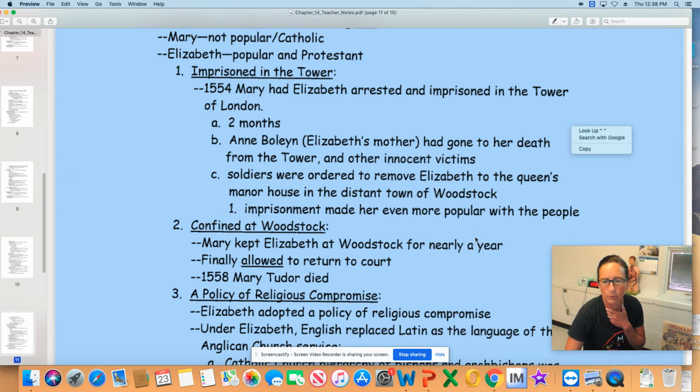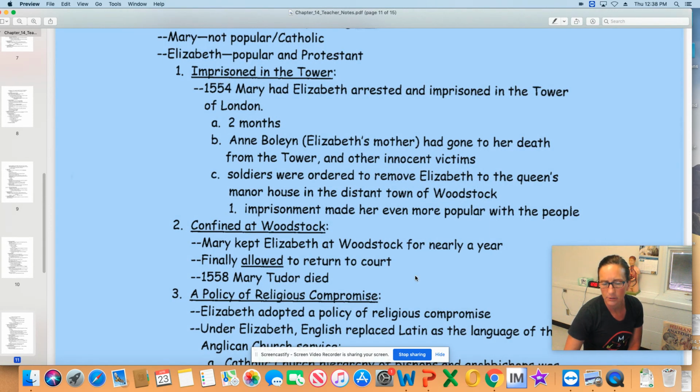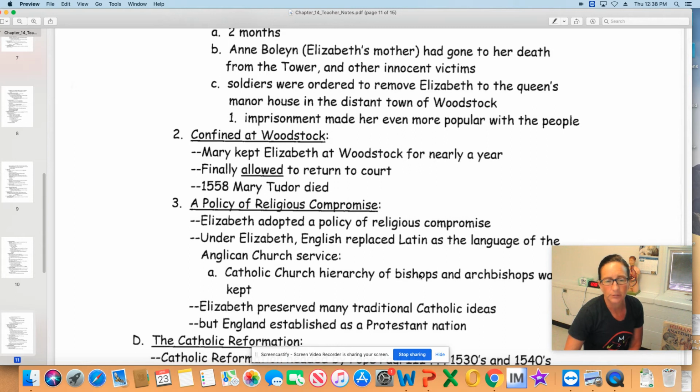Mary kept Elizabeth at Woodstock for nearly a year, and she was finally allowed to return to court. In 1558, Mary's going to die. She'll actually marry, I think, a distant cousin. I don't remember. She will die, I think of cancer. She has some type of cancer, I believe. Mary will die in 1558.